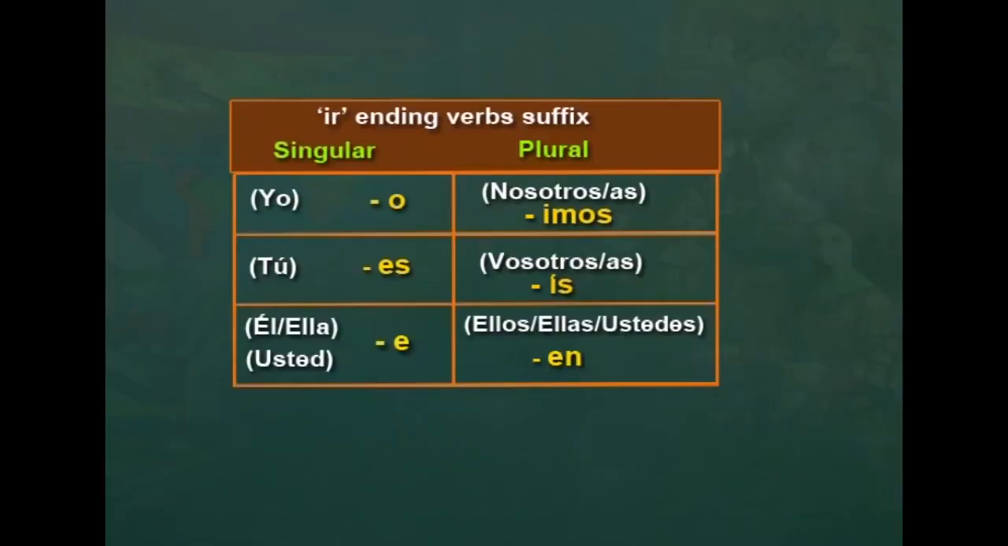Now, look at the IR ending verb and their suffix. IR ending verbs will have the suffix: yo, o; tú, es; él, ella, usted, e; nosotros, nosotras, imos; vosotros, vosotras, ís, I with an accent; ellos, ellas, ustedes, en. Okay, so here go all the sentences and the expressions which we have learned today.